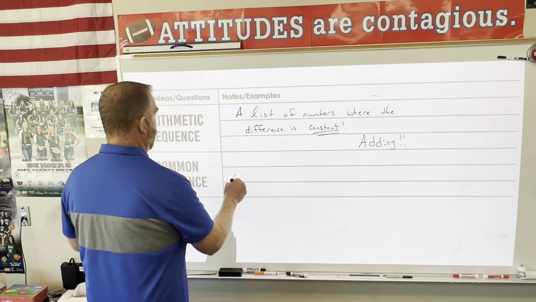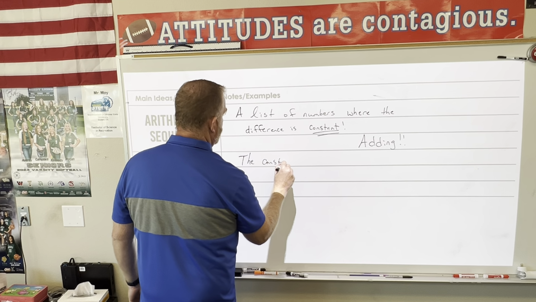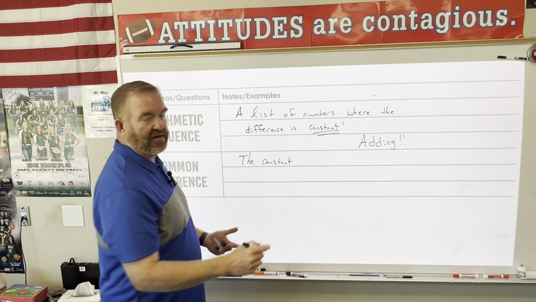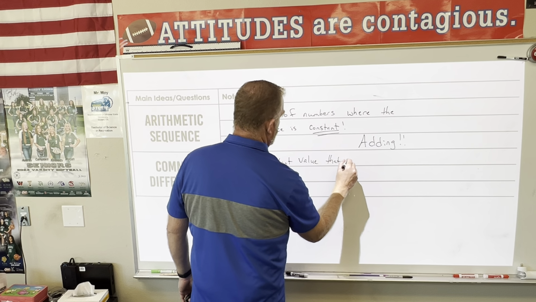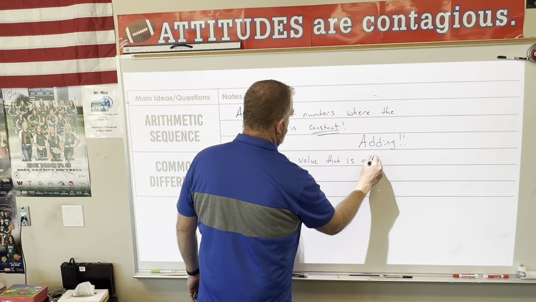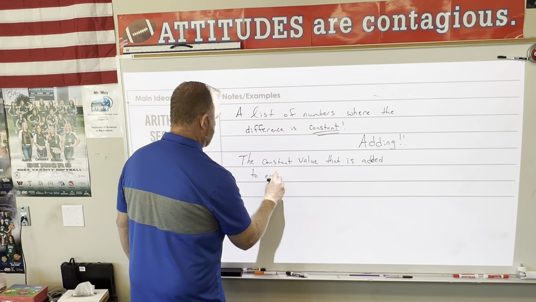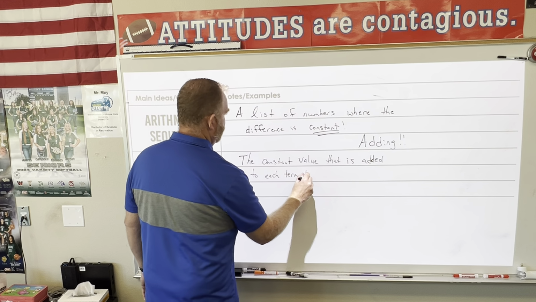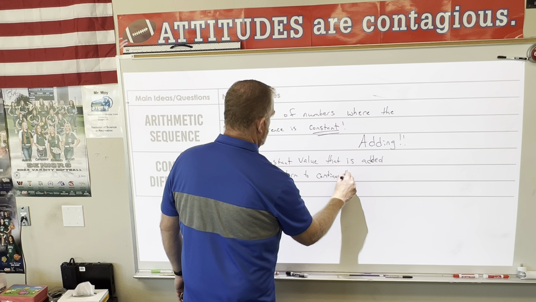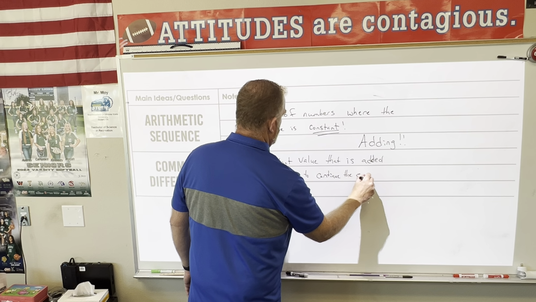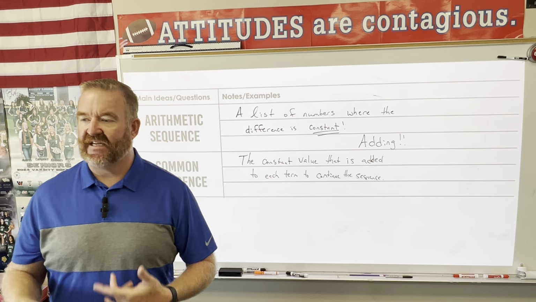The common difference. What is the common difference? It is the constant value. In other words, whatever number is being added. The constant value that is added to each term so that we can continue the sequence.